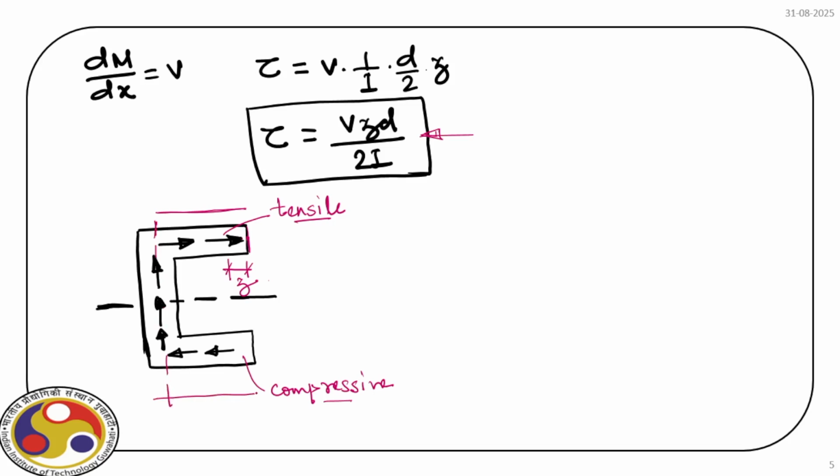so this distance is B. So at this point, we have Z equal to B, and this is now VBD divided by twice I, and there is a linear variation. So we get the shear stress distribution in flange. It will be same for the bottom flange. So we have 0, and then this is VBD divided by twice I.